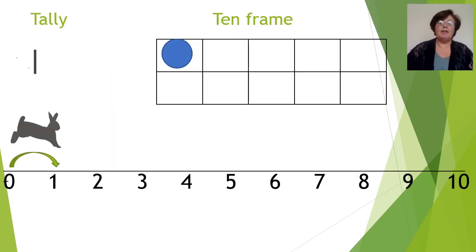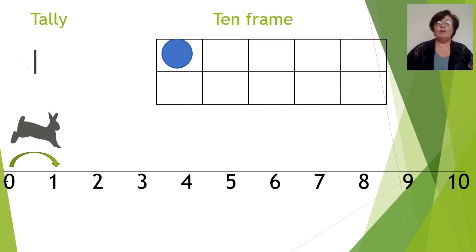Let's have a look at this tally. We have one tally. In our 10 frame, we have one circle to show that it's just 1. And let's have a look at our number line. You can have a look at the number line. It's 0, 1, 2, 3, 4, 5, 6, 7, 8, 9, 10.